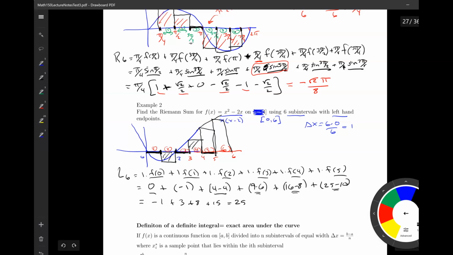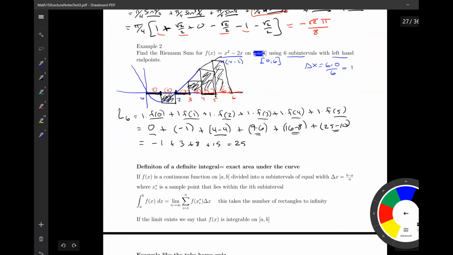So you can see these black areas that are above the x-axis, the areas of these rectangles here, are more than the negative areas under the curve, under the x-axis. So that's why we get a positive quantity.